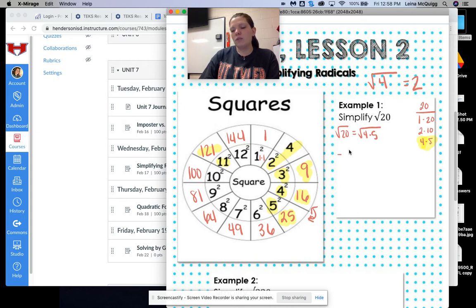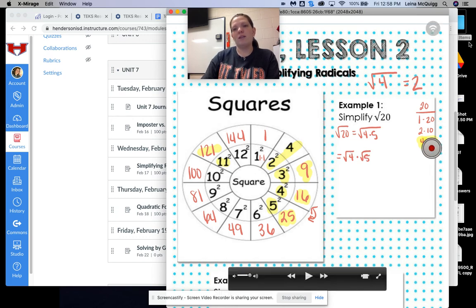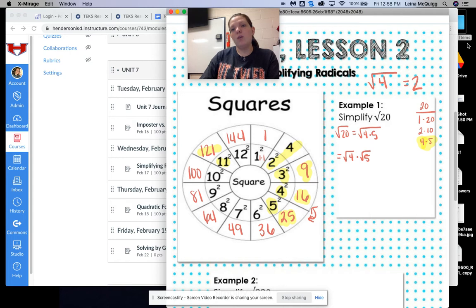Then I have these rules in square roots that tell me if I'm multiplying two things underneath a square root, then I can say this is the square root of 4 times the square root of 5. So the square root of 20 is the same thing as the square root of 4 times 5, which is the same thing as the square root of 4 times the square root of 5.